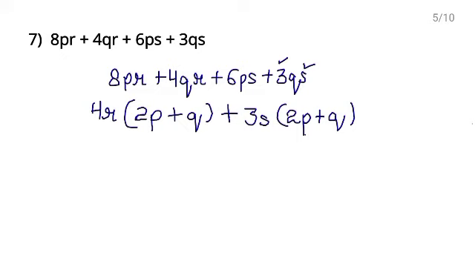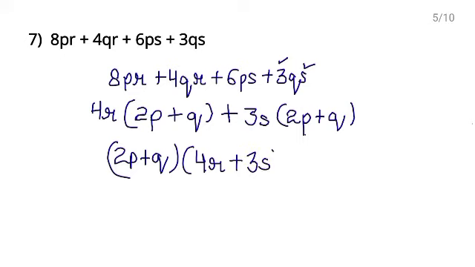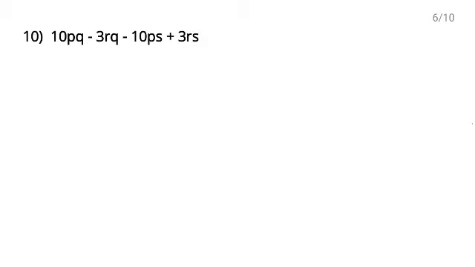So now you are left with q. This 2p plus q and this 2p plus q both are common binomial factors. So take it common, 2p plus q. In bracket you have now 4r plus 3s, right? So this is your answer. Next question, question number 10.